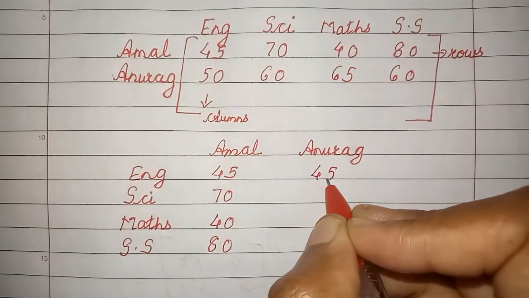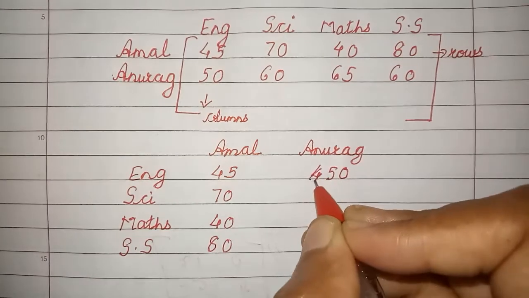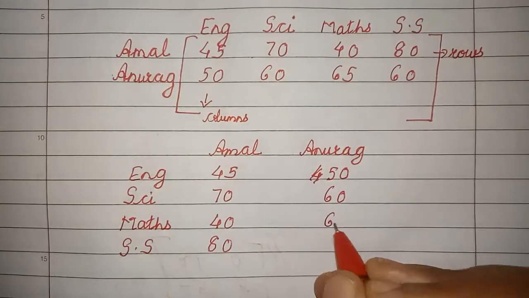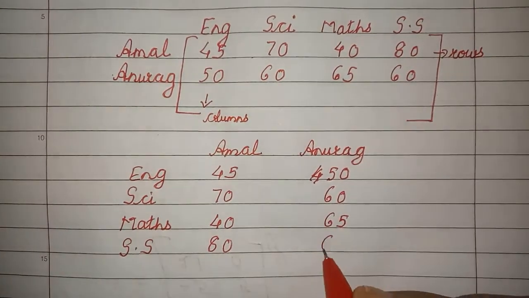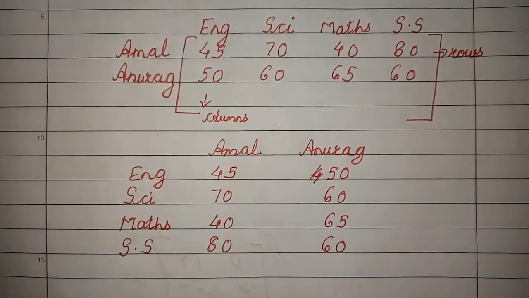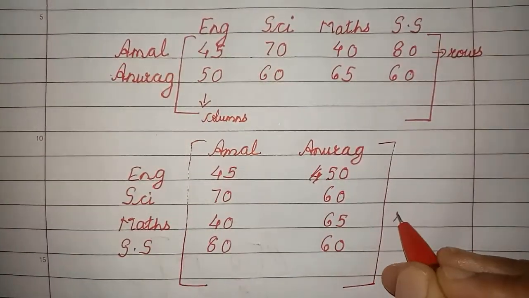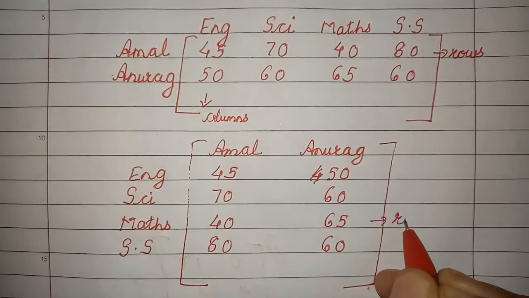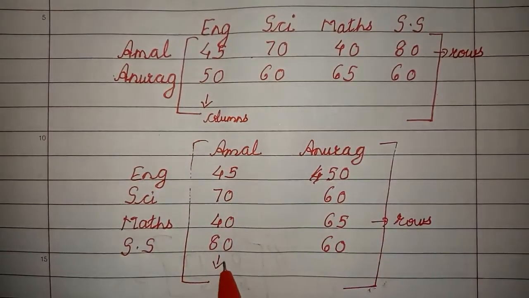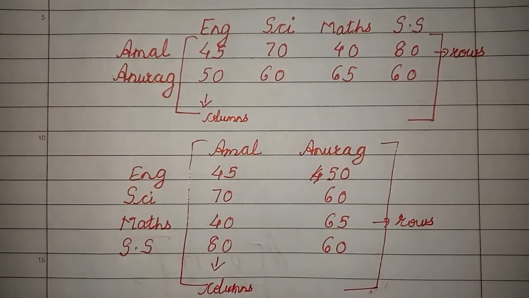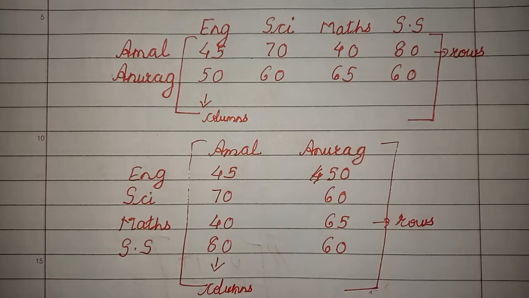Anurag got 50 in English, 60 in Science, 65 in Maths and in Social Studies he scored 60. So this also, just look at it, this also represented in rows and columns. Horizontal, it is a row representation and name of the children is written column wise. So here also you can see that, children, a given information can be represented. Okay, the given information which I conveyed to you can be represented in two different forms.